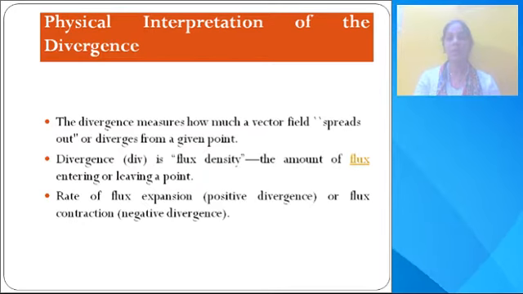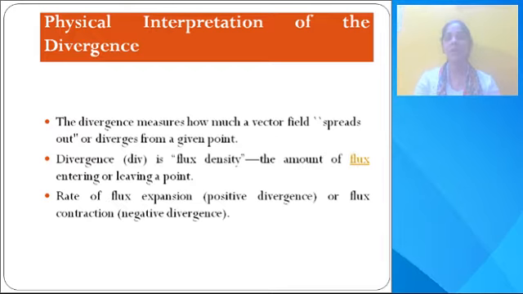Now, of course, come to our main important discussion, that is the physical meaning of divergence. That was the mathematics, now the physics. What is the physical interpretation of the divergence? The divergence measures how much a vector field is spread out or diverges from a given point. Divergence is flux density, the amount of flux entering or leaving a point. Rate of flux expansion is positive divergence, and flux contraction is negative divergence.